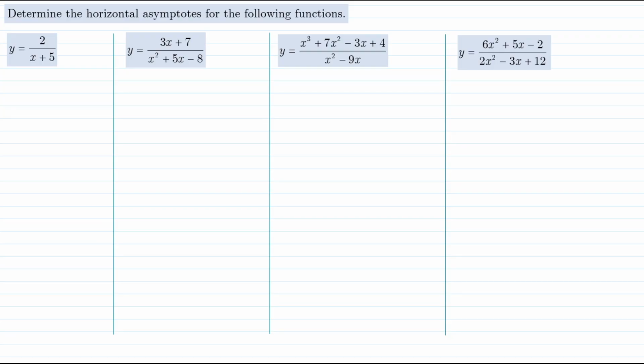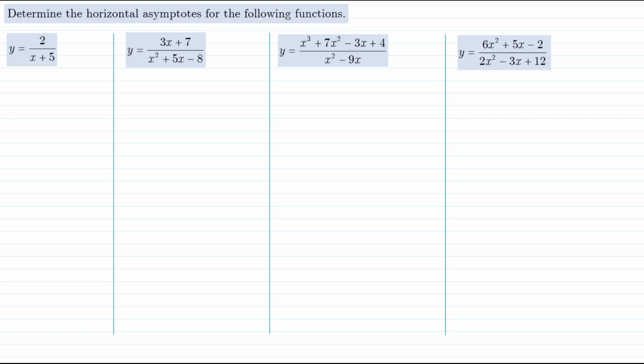Okay, let's have a talk here about horizontal asymptotes for rational functions. And as you can see, I have 4 rational functions here, and we're going to look at each of them and investigate the horizontal asymptotes. Now, before we begin, let's quickly talk about what a horizontal asymptote actually is.